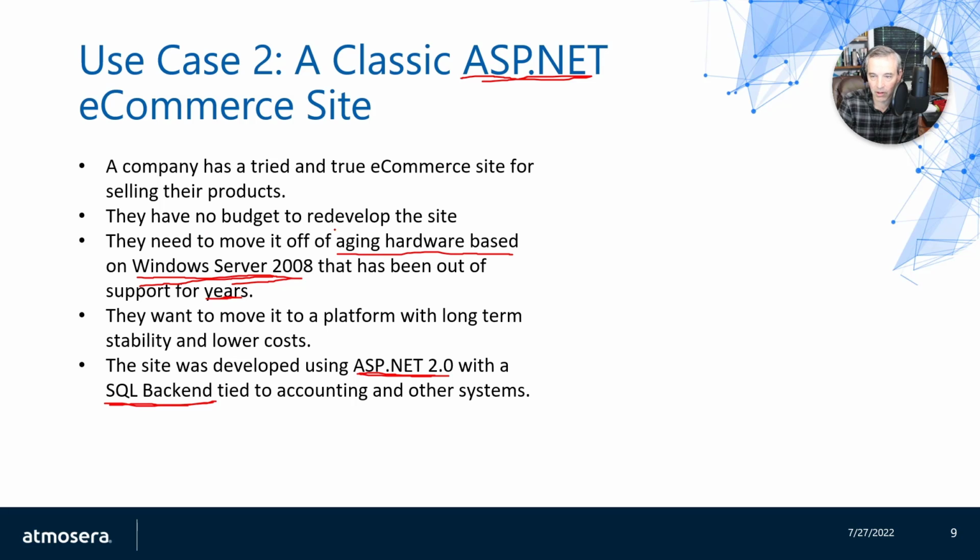So they don't have any developers to redevelop the site in modern tech. They just want to keep it as is because it works, but the server they're running on is showing signs of failure, and they just need to get it up off that server. Well, fortunately, with Azure, even ASP.NET 2.0 can run on App Services out of the box.